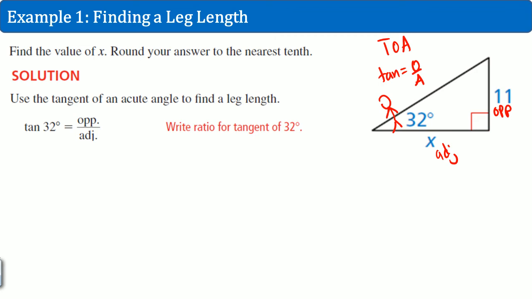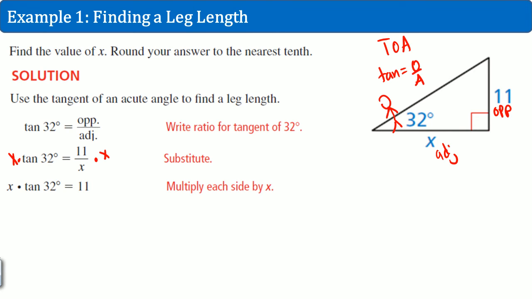Setting it up, tan of 32 degrees is going to be your opposite divided by your adjacent. Tan 32 is going to be 11 over x after the substitution. Multiply x to both sides. That's this step here. Then after you multiply it by both sides, you are going to divide by tan 32 to get it alone.